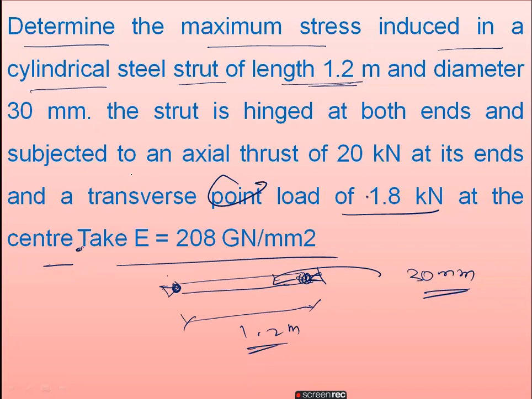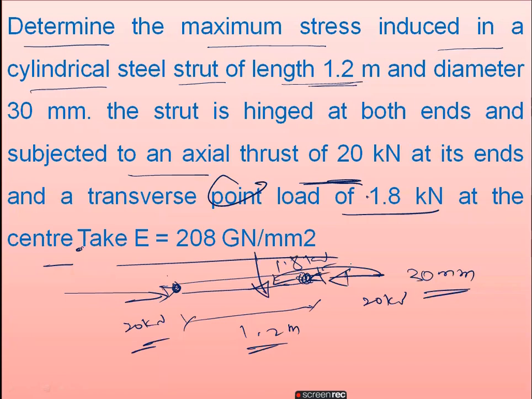Both ends are subjected to an axial thrust of 20 kilonewtons. Again here, 20 kilonewtons. There is a transverse point load of 1.8 kilonewtons acting at the middle, at the center. Take E equal to 208 giganewton per mm square.